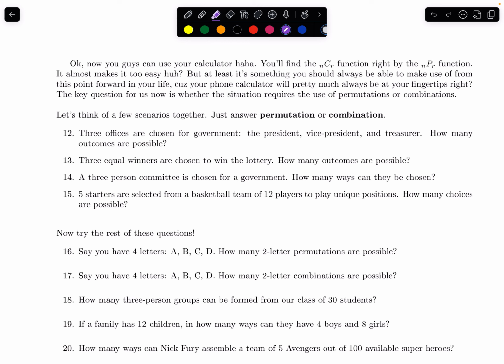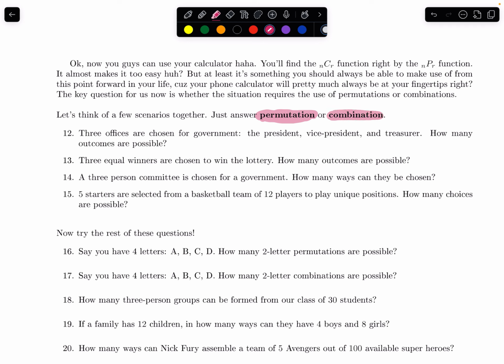So it's actually super easy in terms of calculation now because we're just going to punch it in there. And really, I think the bigger challenge is going to be knowing when to use the combination versus the permutation. So let's think of a few scenarios together, and we're just answering permutation or combination. As always, give it a crack before you watch the answers with me. And then let's do this.